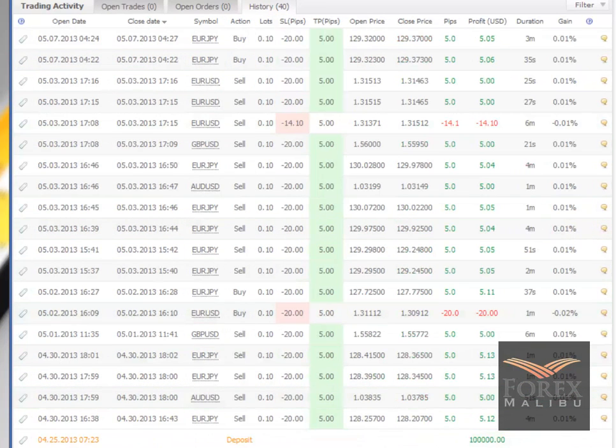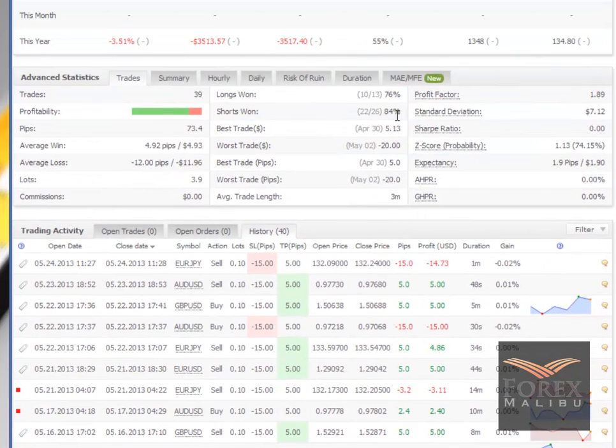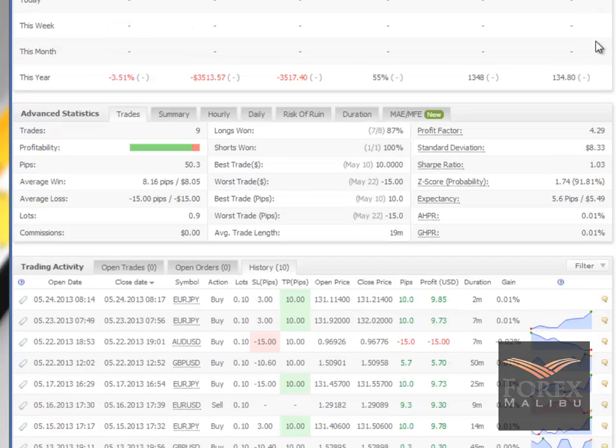Look at these. Good win percentage, right? This is just this thing right here. 76, 84% of win trades. All right, I only got a couple more. I was just going to show you real quick.